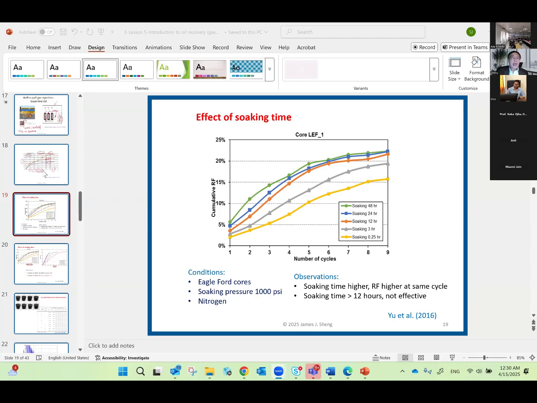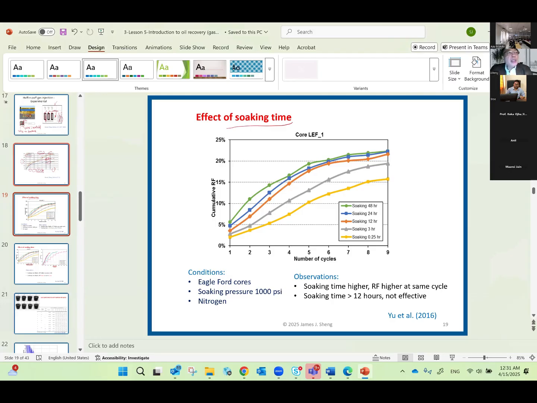Okay, we talk about huff and puff. What is the aim? But between huff and puff, generally we stop the well. So during this time, there is no injection and no production. So basically, this well is shut in, and during the shut in, what happens? During the shut in, gas is going to contact with the oil or dissolve in oil, right? During this contact, we call it soak time.